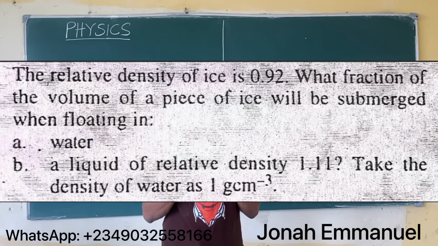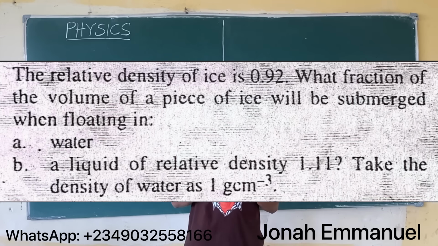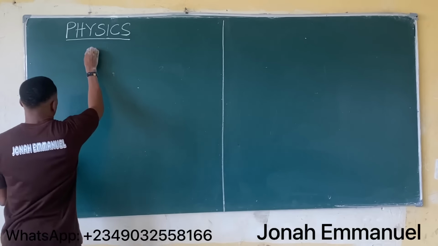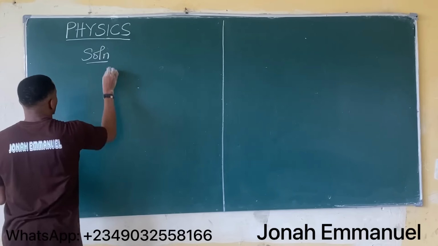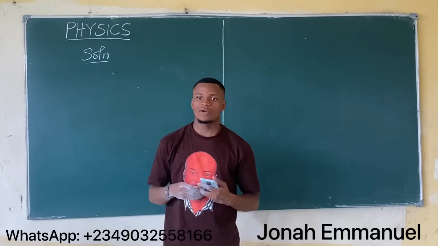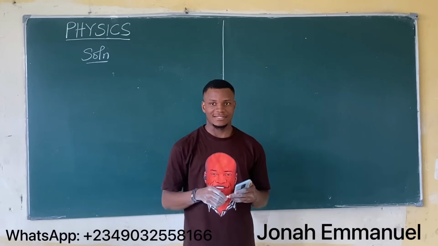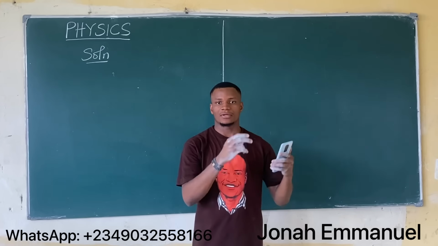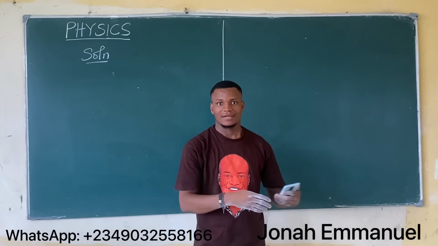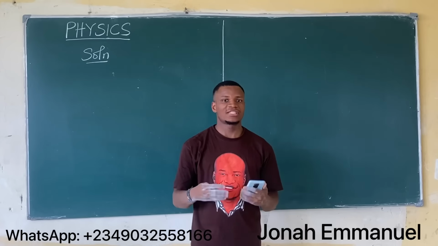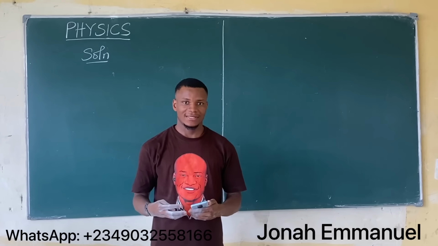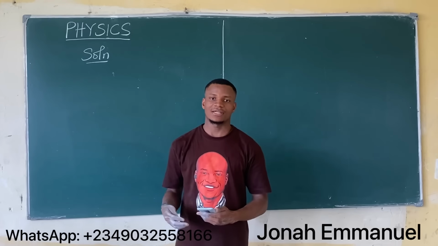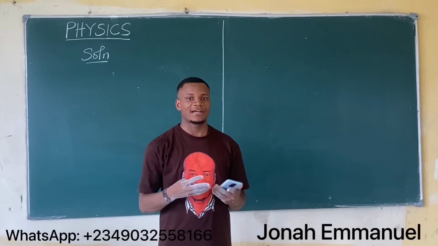Take the density of water as 1 gram per cm cube. Alright, let's get this done. So, solution: for questions of this form, the simple idea is this: multiply the volume of the object by the relative density of the object and equate it to the volume of any of the liquid times the relative density of that liquid.